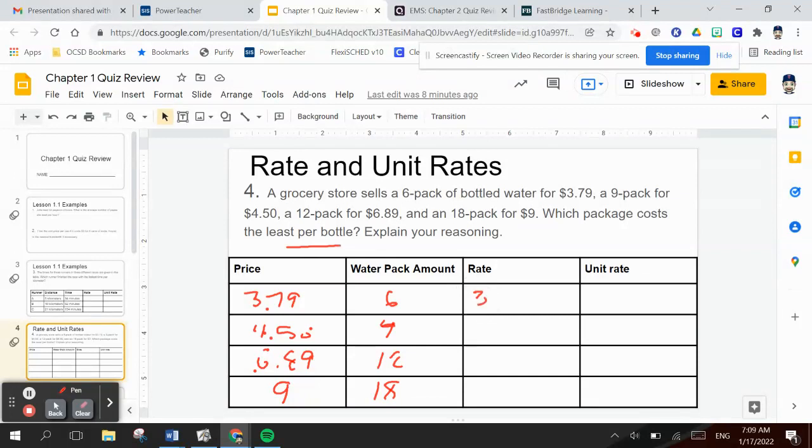So I have $3.79 divided by 6. If I use my calculator, $3.79 divided by 6, that is 63 cents a bottle. If I take the next one, which is $4.50 for 9 bottles, I divide that by 9, that is 50 cents a bottle.